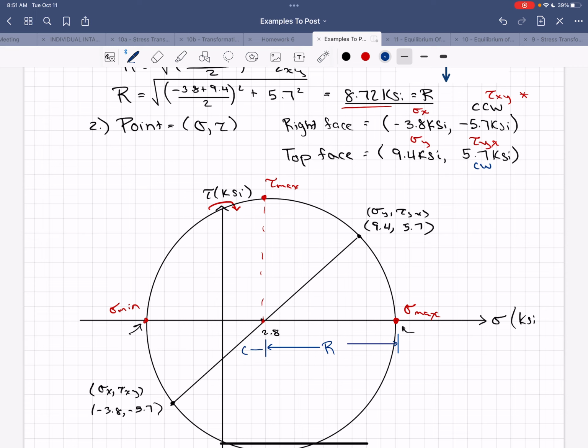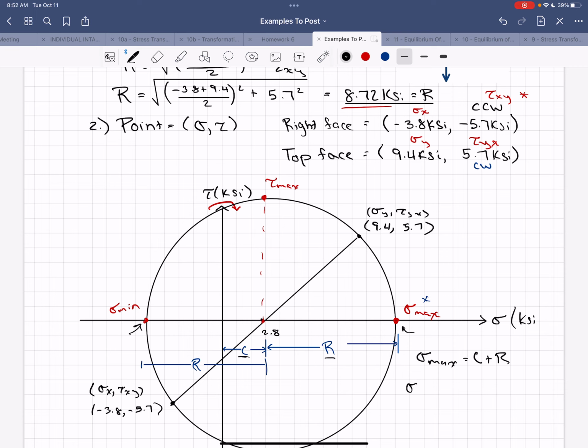And the center of the circle is this distance. And also from this point, we have R. We have R here. Okay, so for sigma max, we have sigma max equals R plus C. Let's actually do C. So we start by going from C, so C plus R.